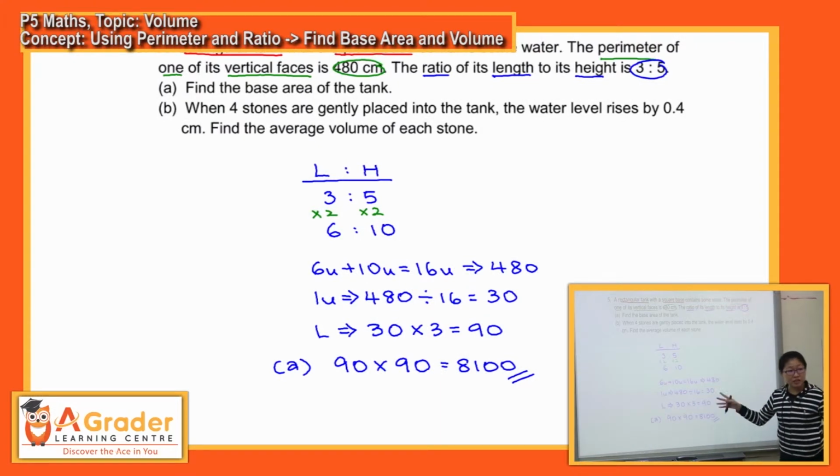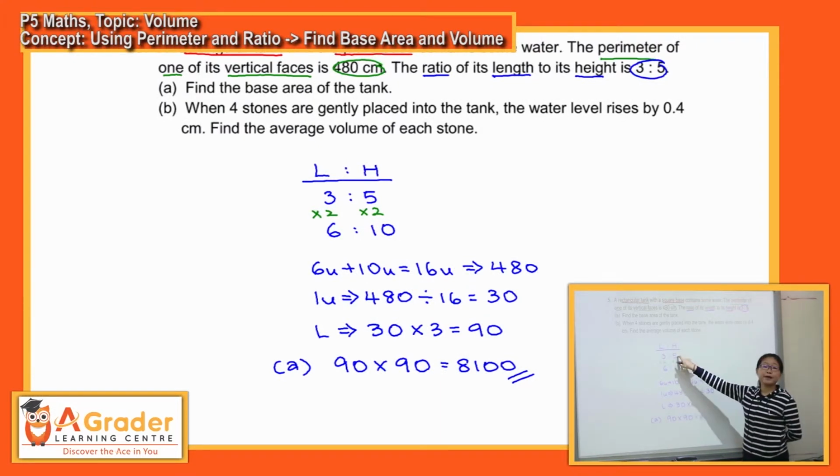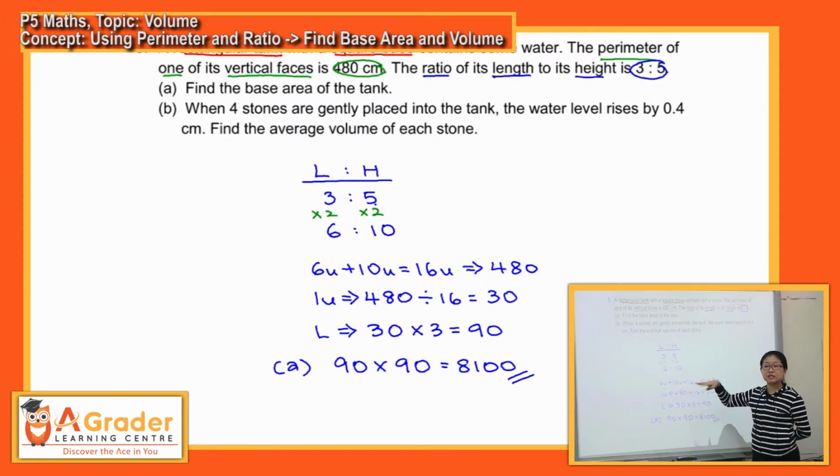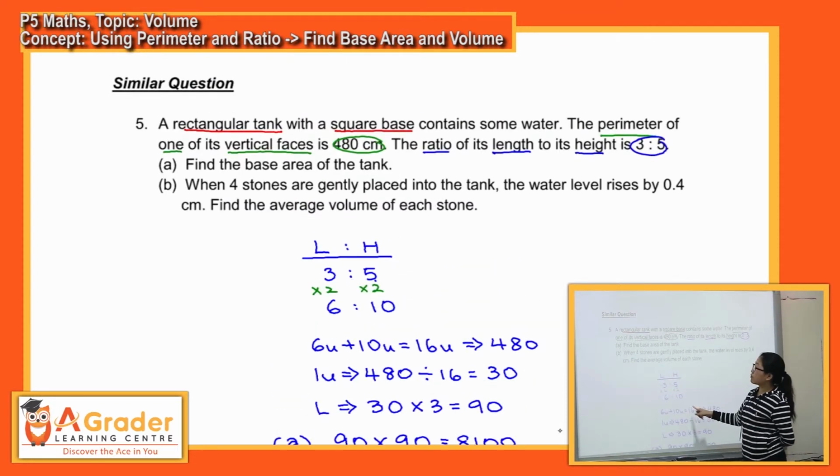Alright, for this question, you don't need to find the height, because the height is irrelevant. Understand? There is no use for the height over here. For this question, you don't need to find it, unless they ask you to find the capacity of the tank. Then you need the height. Alright? So now we look at the next part.